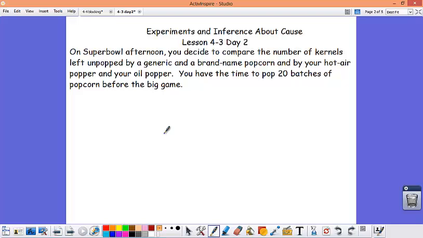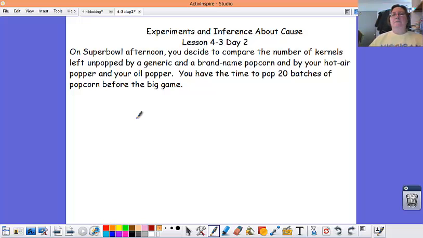Hi, today we're going to have our second lesson on experiments and causation, and we're going to try and give you some tips and some vocabulary associated with designing good experiments. We're going to begin with a little example problem, and then we'll use that to get into vocabulary a little bit. On Super Bowl afternoon, you've decided to compare the number of kernels left unpopped by a generic and a brand name popcorn and by your hot air popper and your oil popper.